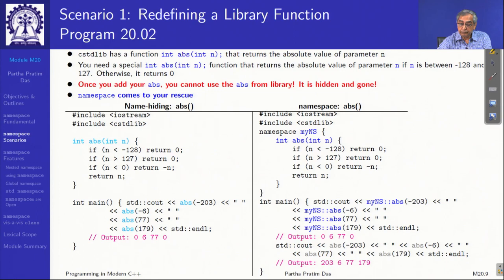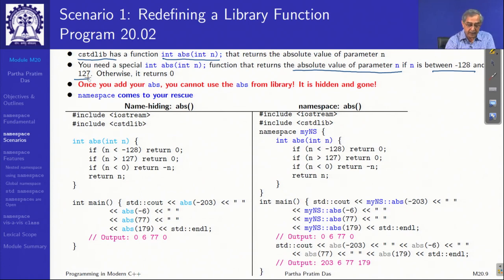Let us say, talking about the C standard library stdlib, there is an abs function which gives you the absolute value of an integer, right. Now, suppose you want to create a special abs function so that it will return the absolute value of parameter n if n is between -128 and 127. Otherwise, it should return 0, right.